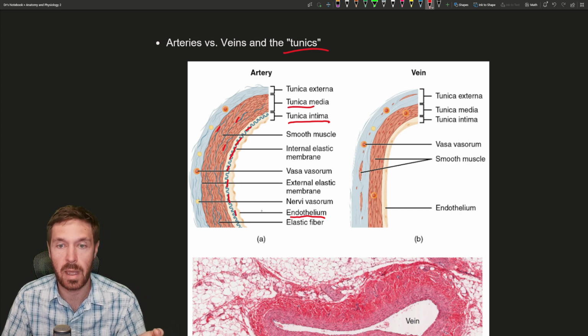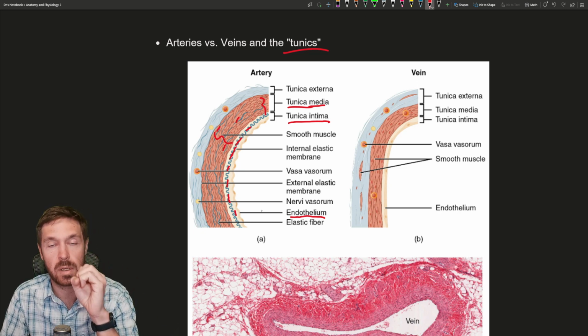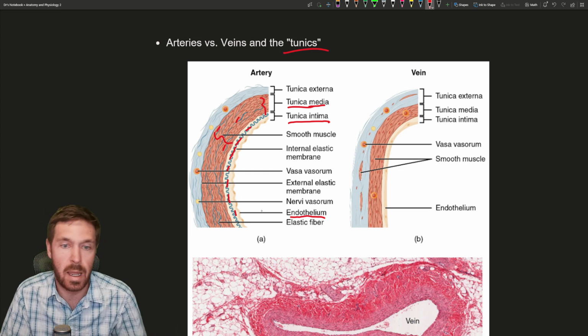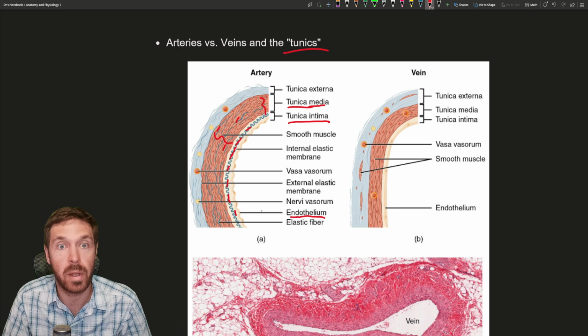The next layer we have is the tunica media, the middle layer, or M for muscular layer. So here we see smooth muscle found. And the smooth muscle allows vasoconstriction, where the blood vessel gets a smaller diameter, or vasodilation, where it gets a larger diameter. That becomes important in blood pressure and sending blood to where it needs to go in the body.